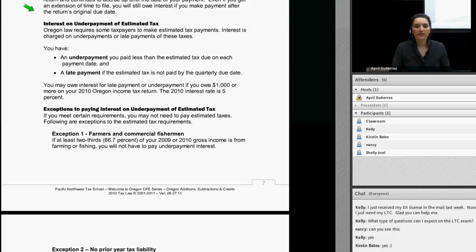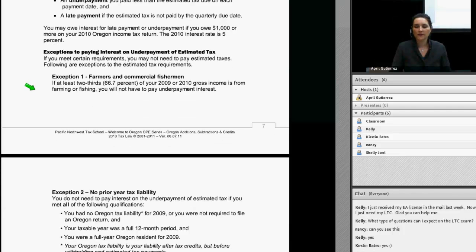Interest on underpayment of estimated tax, which is a separate thing. Oregon law requires some taxpayers to make estimated tax payments. Interest is charged on underpayments or late payments of these taxes. You have an underpayment of estimated tax if you paid less than the estimated tax due on each payment date. And you have a late payment of estimated tax if it is not paid by the quarterly due date. You may owe interest for the late payment or underpayment if you owe $1,000 or more on your Oregon 2010 income tax return. The 2010 interest rate is 5%.